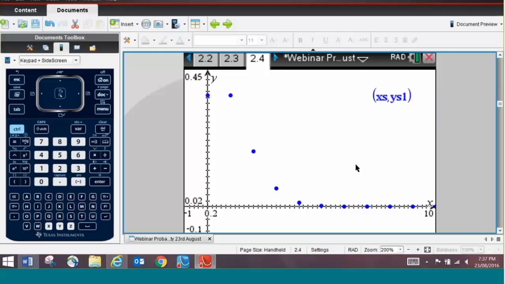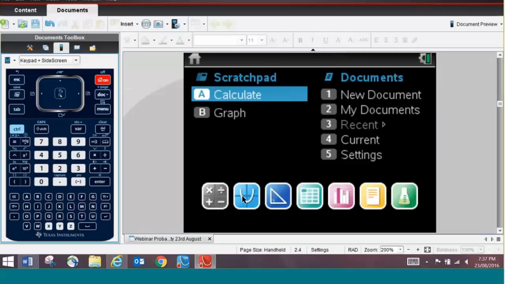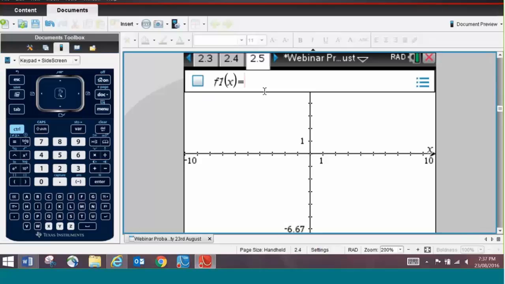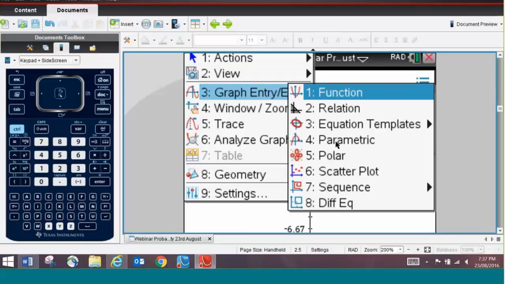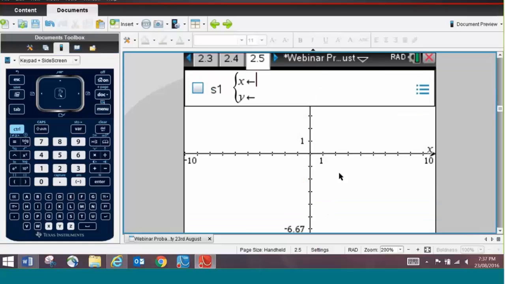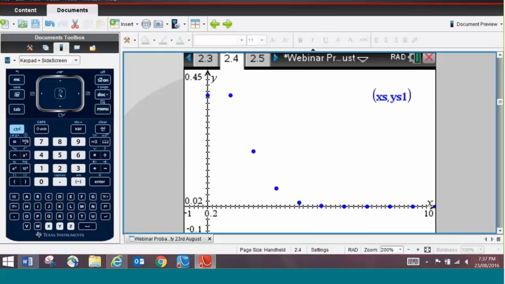So what I've got here is a scatter plot on the graph function page. So it's this graph function page, and I've created in the menu, in the graph entry, I've gone to scatter plot, and it pops up with that menu there. So I'll just flip back.